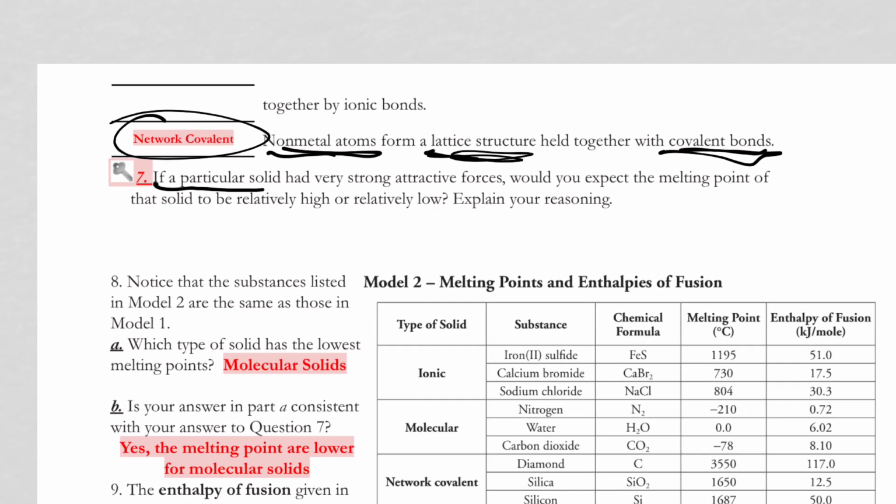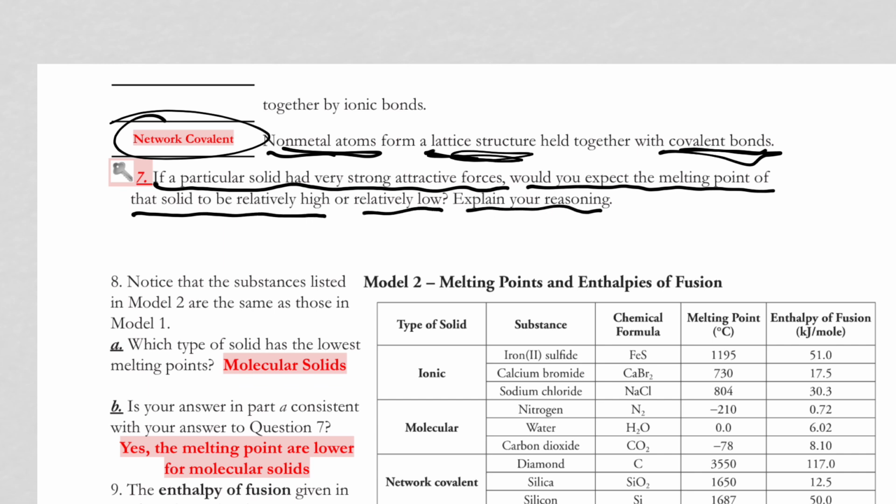So one of the questions that you will see that I need you to answer is, if a particular solid has a very strong attractive force, would you expect the melting point of the solid to be relatively high or relatively low? Explain your reasoning. So if you have a very strong attractive force, what should you expect? Well, I would expect it to be a relatively higher melting point. Why is that?